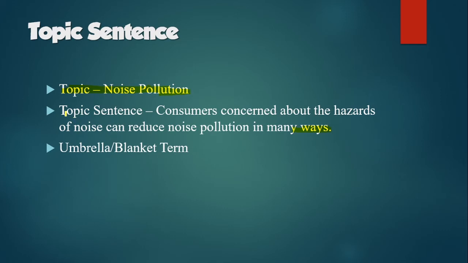So, in this paragraph, you can devise that consumers concerned about the hazards of noise can reduce noise pollution in many ways. So, the whole paragraph is about ways to reduce noise pollution. So, we can say for sure now that the topic sentence of this paragraph is this one, the first sentence of the paragraph. Consumers concerned about the hazards of noise can reduce noise pollution in many ways.